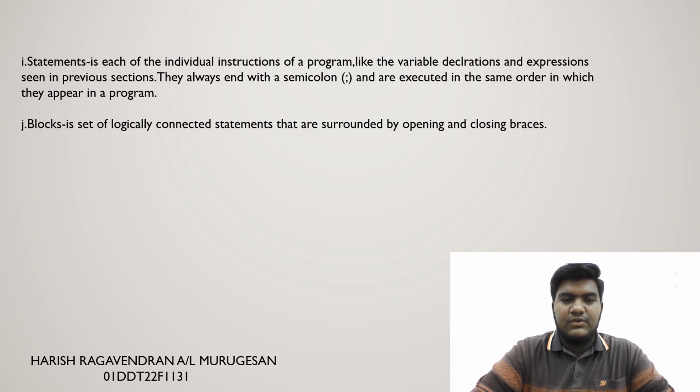So I will be continuing the explanation for statement. A statement is each of the individual instructions of a program, like the variable declaration and expression seen in a previous section. They always end with a semicolon and are executed in the same order in which they appear in a program. And the last one is a block. A block is a set of logically connected statements that are surrounded by opening and closing braces. That's all from me. Now my friend Soman will continue with question 2.